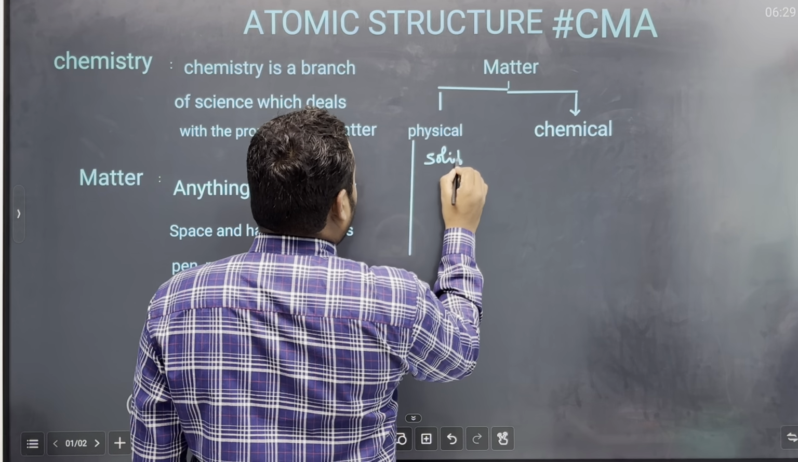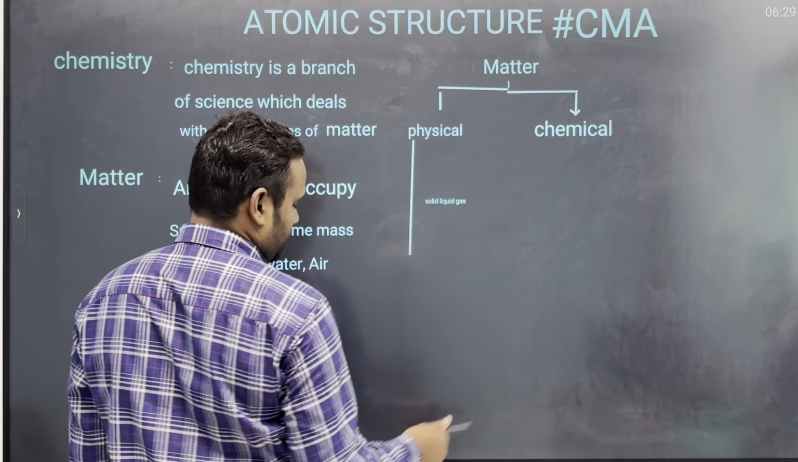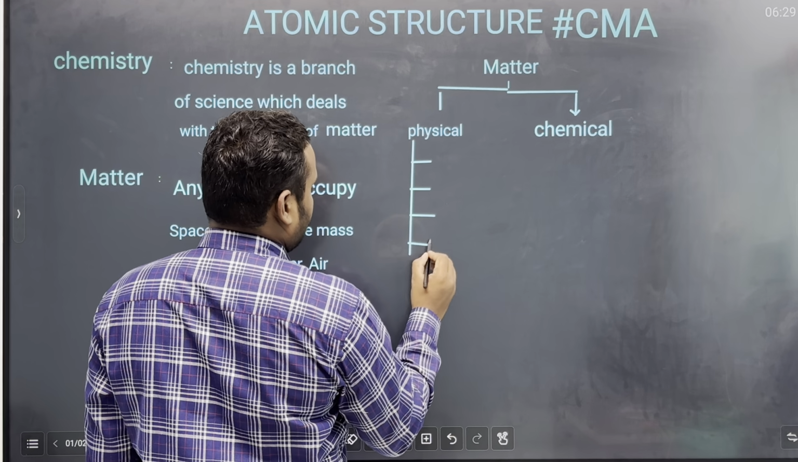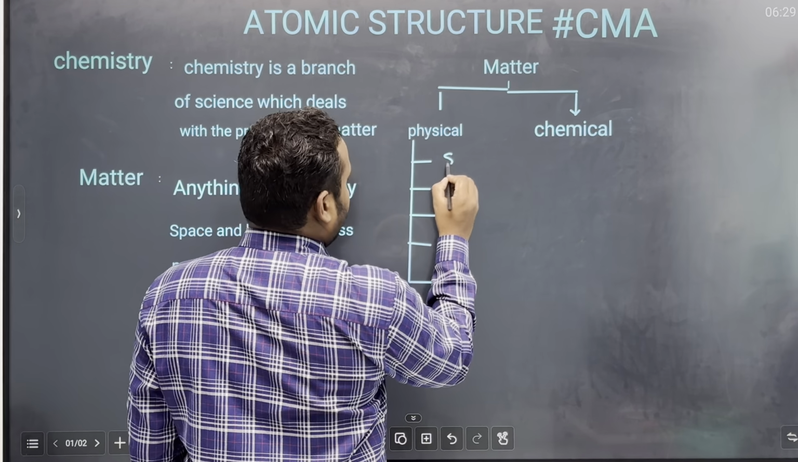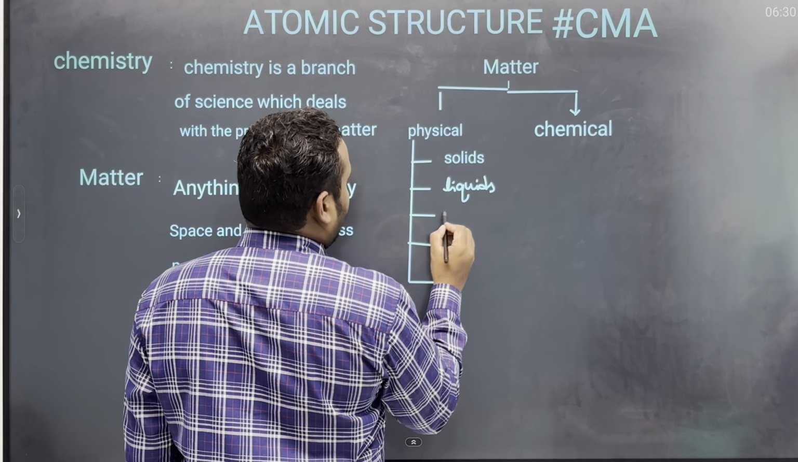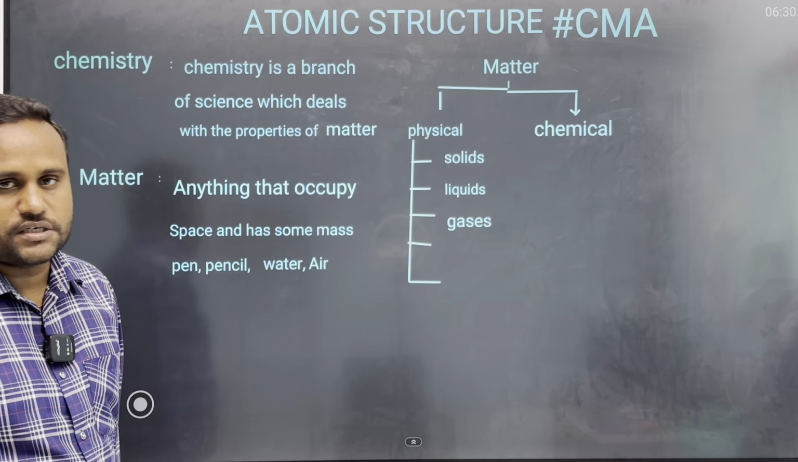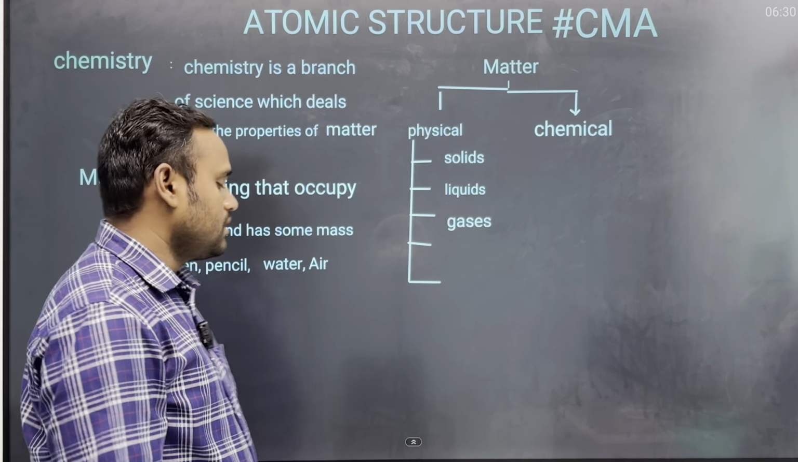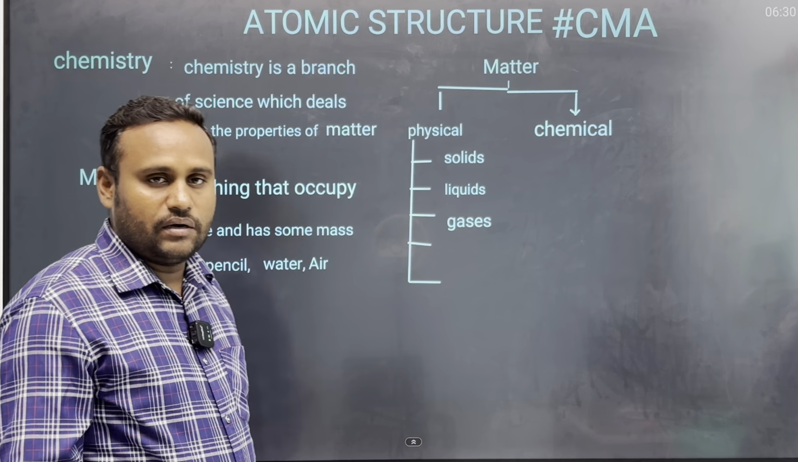In physical classification mainly we are having three different states. They are solids, liquids, and gases. So these are the main three physical states of matter. Based on the particle arrangement, some of the matter is solid, some is liquid, some is gas. For example, this pen is a solid. Water what we drink is a liquid. Air what we inhale is called gas.